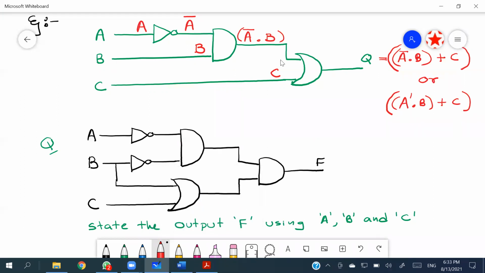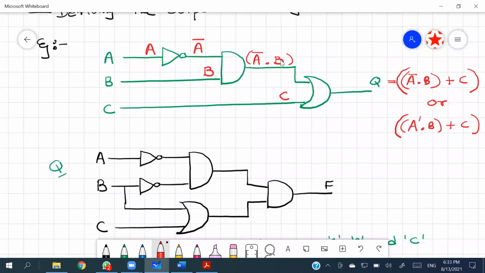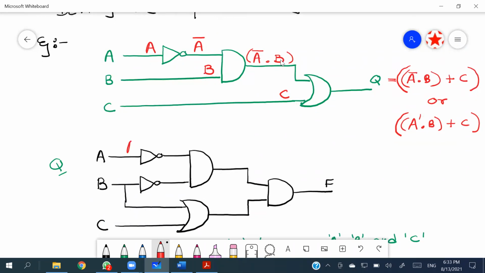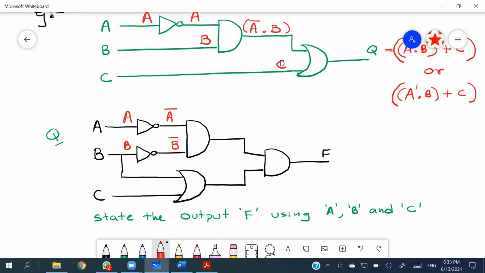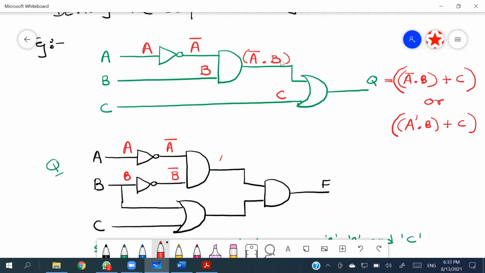Right now, how are we going to solve this? You are going to receive A over here, so you are going to have A bar over here. And you are going to receive B over here. So that means the NOT gate will give you a B bar, which is going to be an input to the AND gate. So this AND gate will give you an output like this, A bar dot B bar.